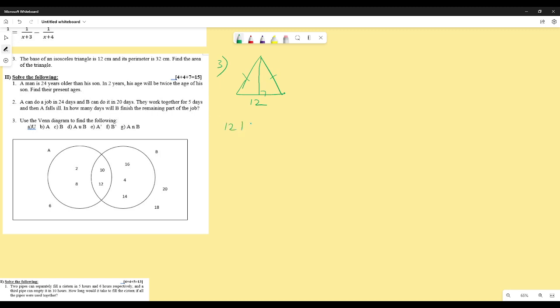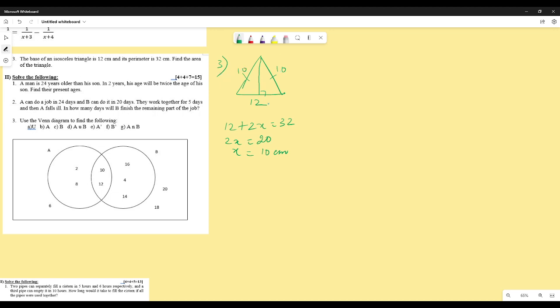So 12 plus 2x is equal to 32. So that gives us 2x equals to 20, x equals to 10 centimeters. That means we get it as 10 centimeters and 10 centimeters.